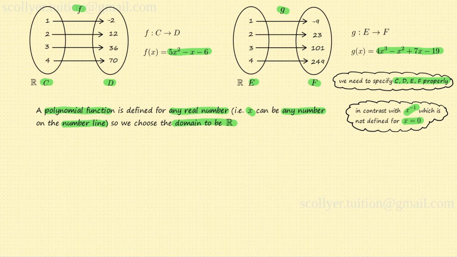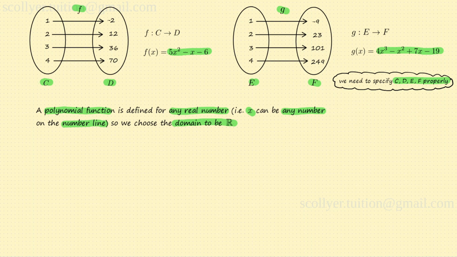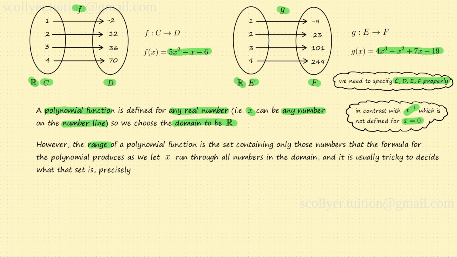So usually we would make the set C equal to R, and we would make the set E equal to R, i.e. the two domains would both be R, where R is the name given to the set of all real numbers.